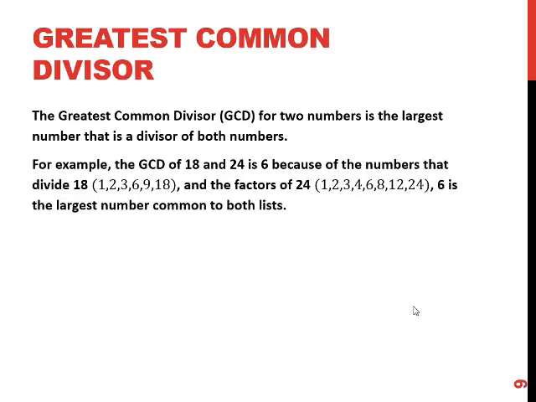So if we look at all the numbers that go into 18: 1, 2, 3, 6, 9, 18, and all the factors, the divisors of 24: 1, 2, 3, 4, 6, 8, 12, 24, we see that 6 is the largest number that appears on both lists.